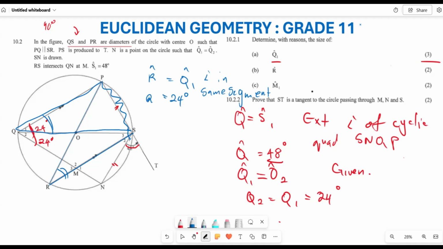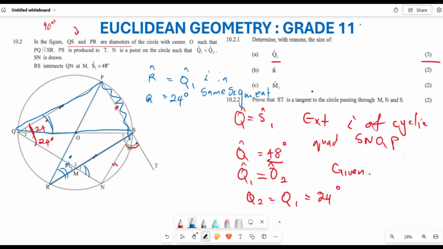Now, if you look at your number C, which is your angle M1, they are looking for us to calculate your M1. What can we do from here? So we said this is also 24 degrees. Now they want us to calculate your angle M1 here. So what will be your angle M1 here?